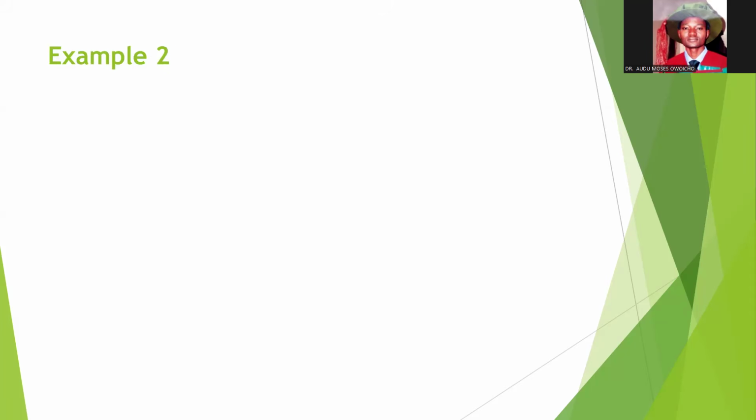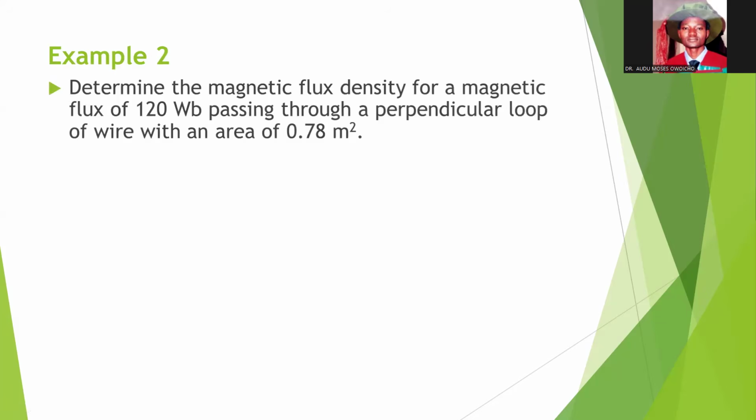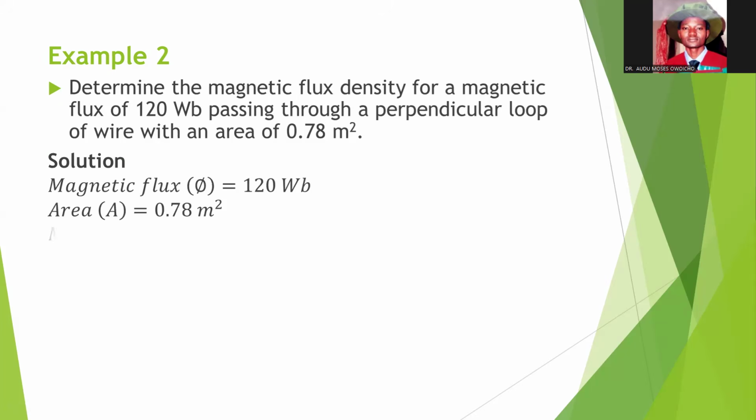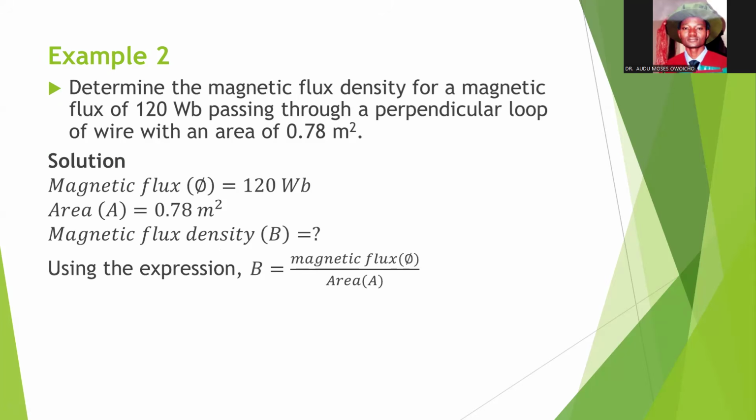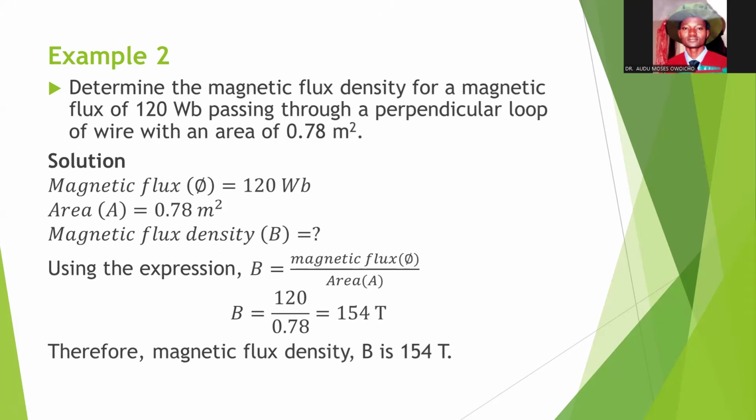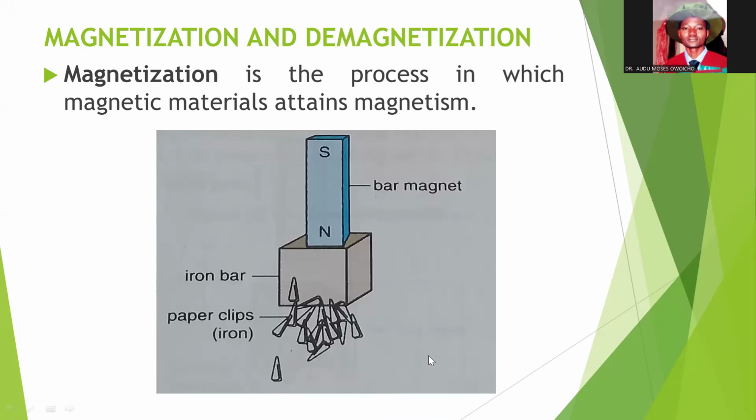Let's look at an example. In this equation, we are to calculate the magnetic flux density. In the equation, we know the magnetic flux, we know the area. The magnetic flux density is what we are to calculate. Using the expression and substituting, we have our magnetic flux density to be 154 Tesla.